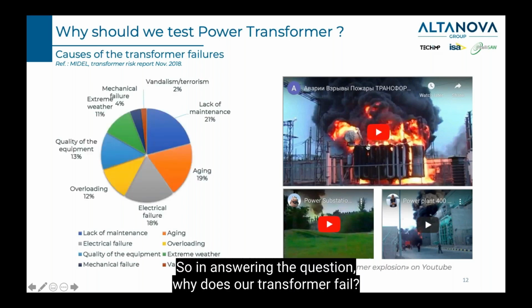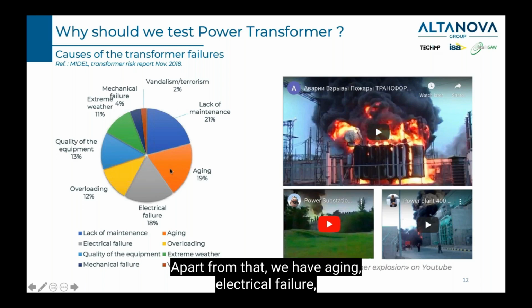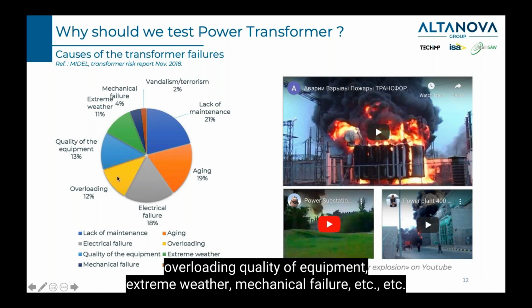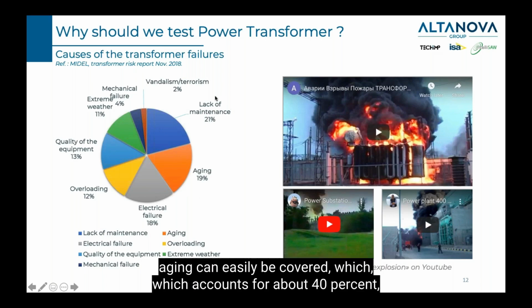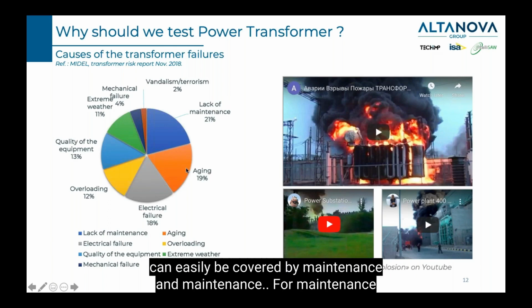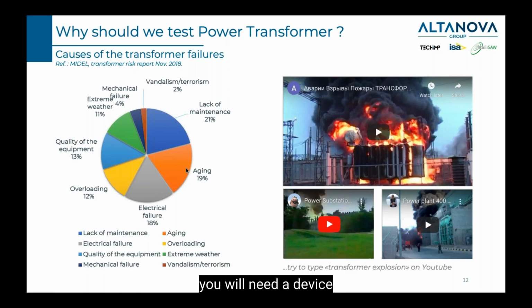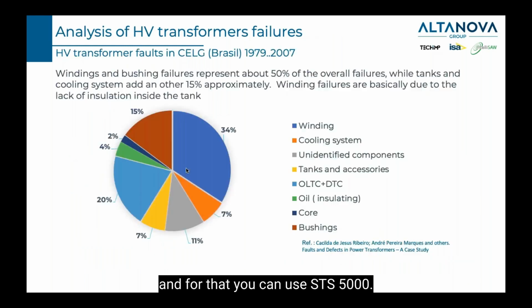So in answering the question, why does our transformer fail, we see that the lack of maintenance is actually the biggest cause. Apart from that, we have aging, electrical failure, overloading, quality of equipment, extreme weather, mechanical failure, etc. But let's say that lack of maintenance and aging, which account for about 40%, can easily be covered by maintenance. And for maintenance, you will need a device, you will need to test your power transformer, and for that you can use STS 5000.